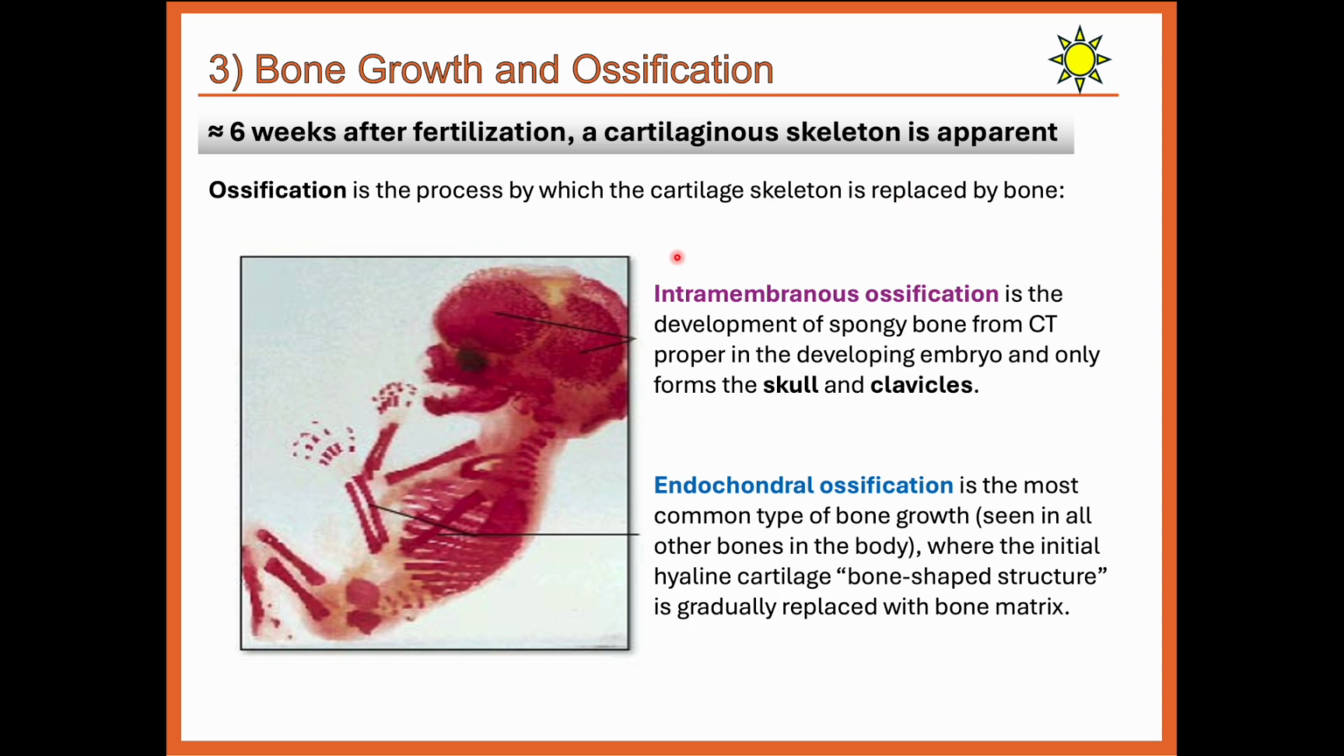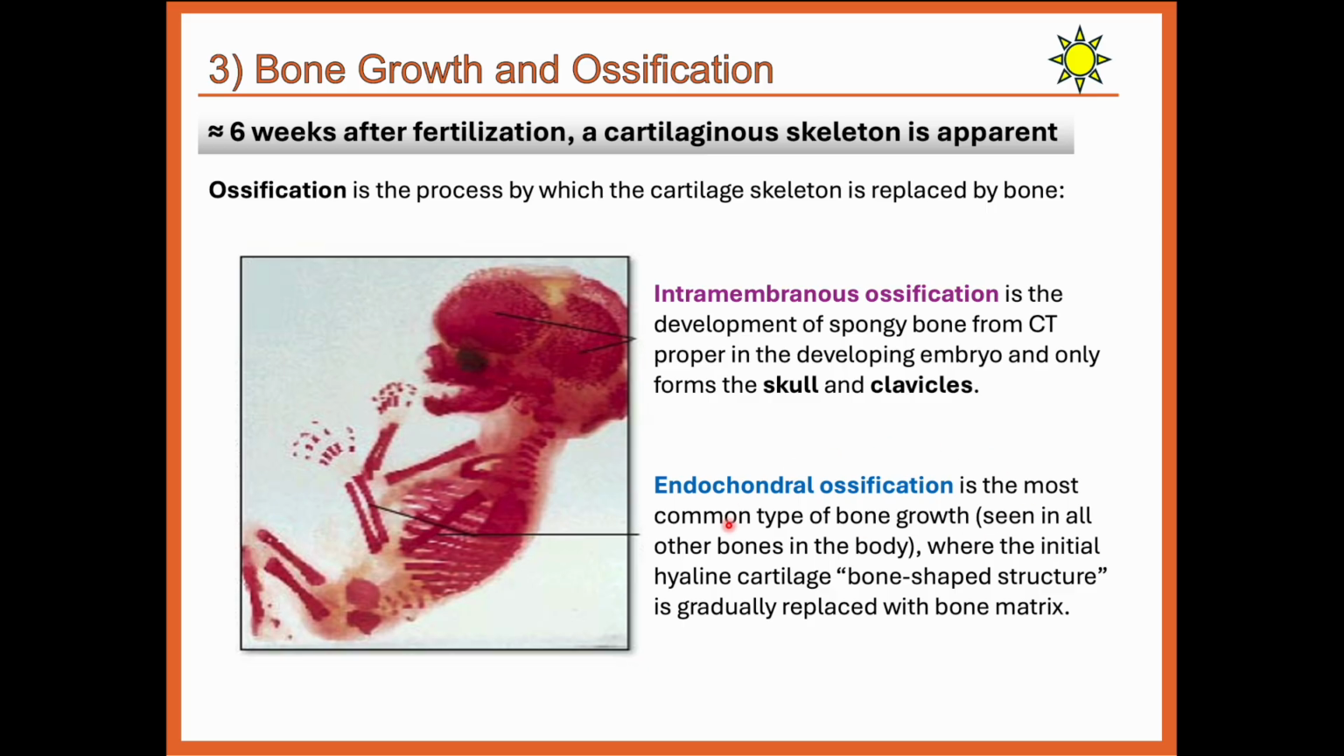So there's two types of ossification I need you to know about. Intramembranous ossification is the development of spongy bone from connective tissue in the developing embryo, and it only forms the skull and the clavicles. That's pretty much all I need you to know for intramembranous ossification, that it's what will eventually make the spongy bone, and it happens pretty much just in the skull and the clavicles.